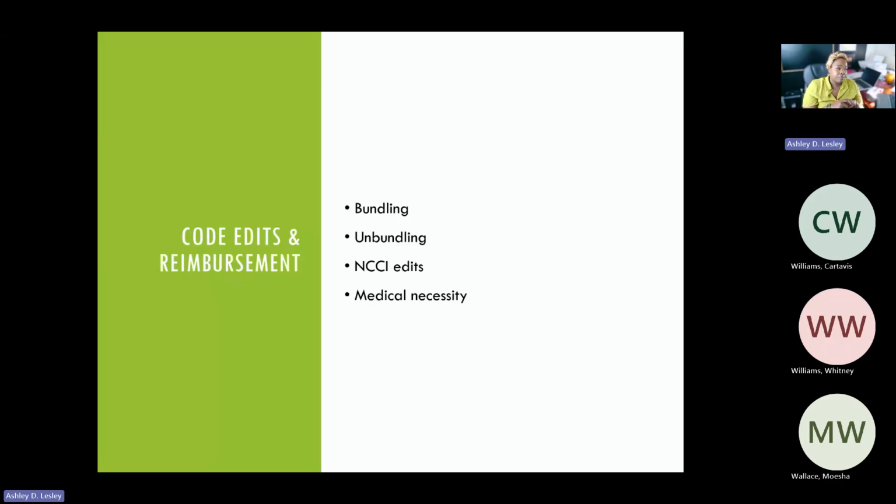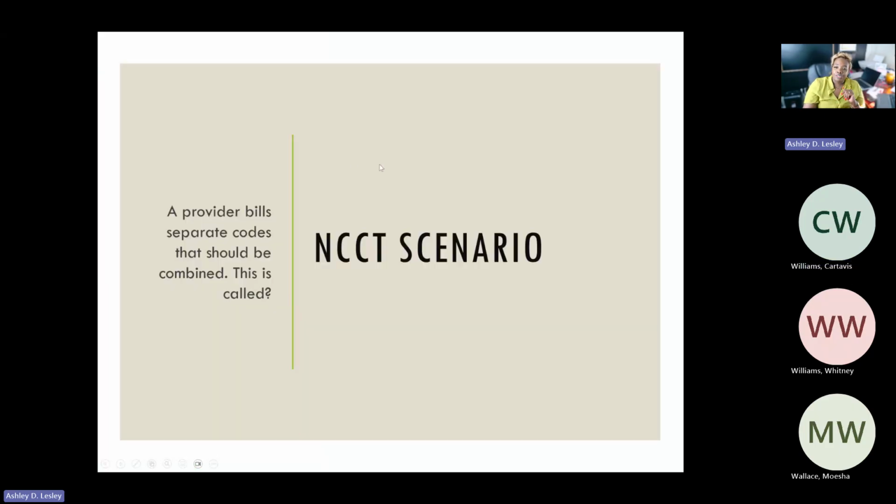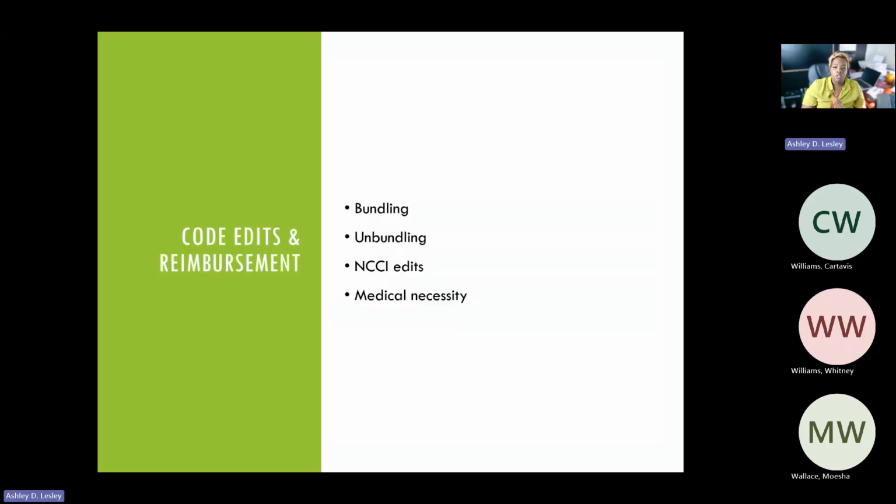And of course, we talked about medical necessity, that we can't just go order what we feel like we want to order because we need a little bit more money to pay the light bill. So, those are four terms that you do need to be familiar with. So, a provider bills separate codes that should be combined. This is called, and I want you just to use what I just said out of these four. Which one do you think is the correct answer?